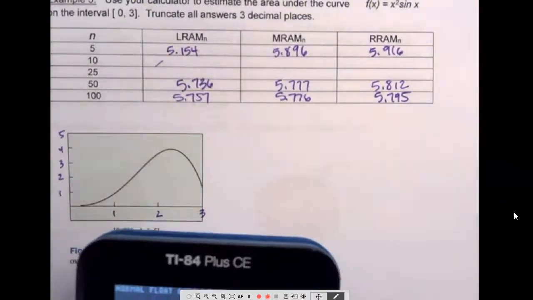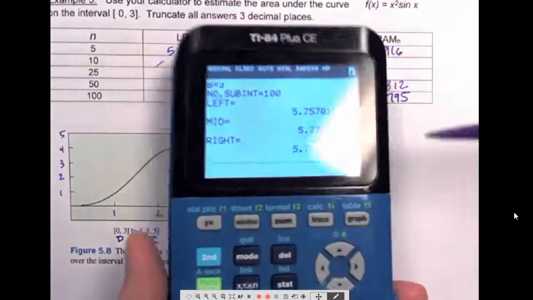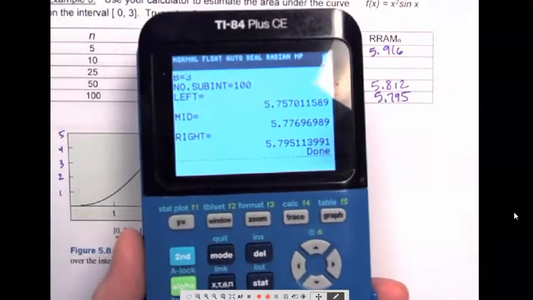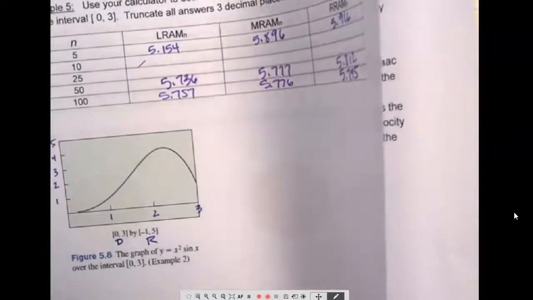To my knowledge, I've never seen an AP exam question that involved this on your calculator. It's just kind of cool to do. So, not a necessity to have it on there. It's just sort of a fun little toy. Okay, last problem.